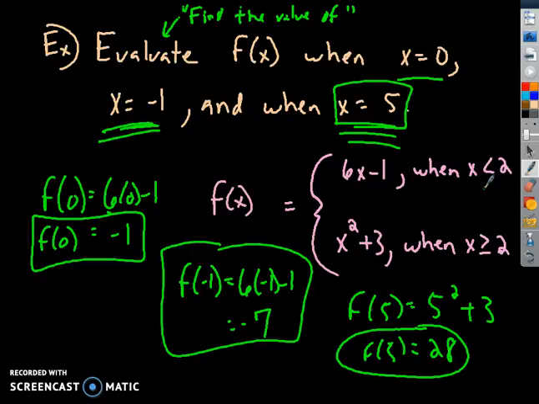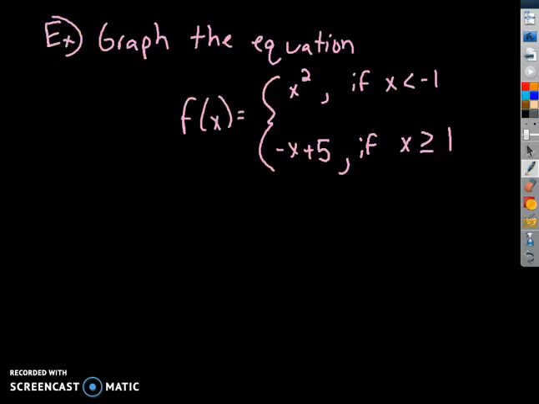All right, new example. The example says graph the equation f of x equals x squared if x is less than negative 1 and negative x plus 5 if x is greater than negative 1. Sometimes I might use if, sometimes I might use when. It doesn't make a difference whether it says if or when there. So don't get hung up with that part. But anyway, let's go actually graph it now.